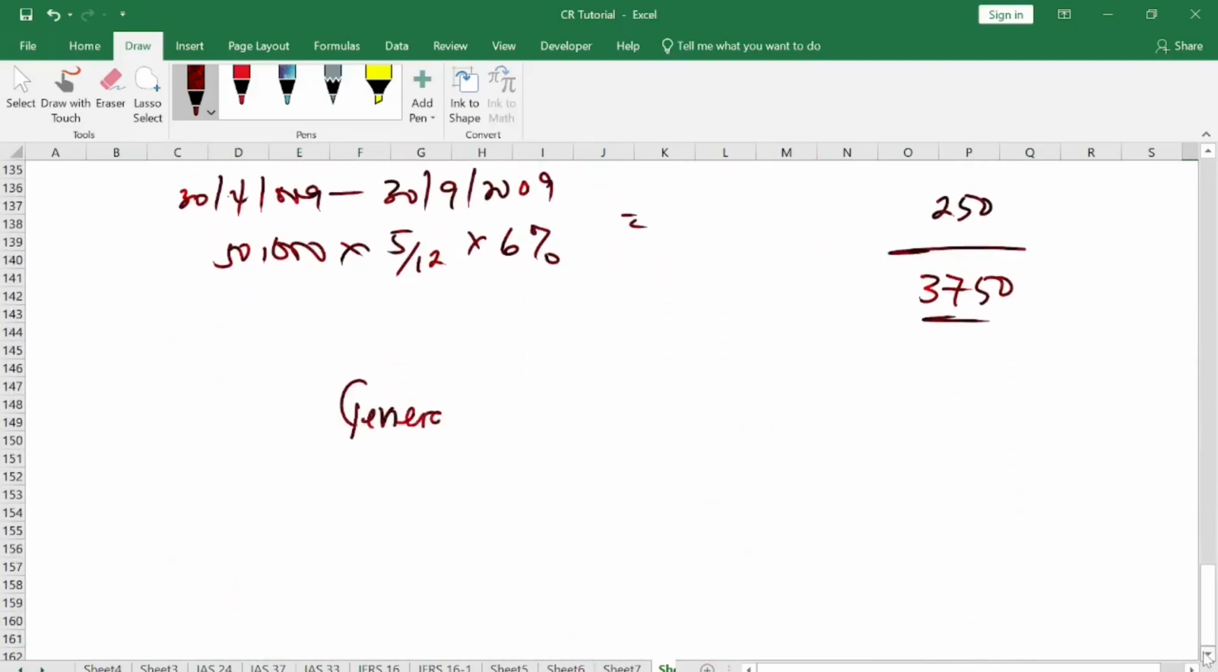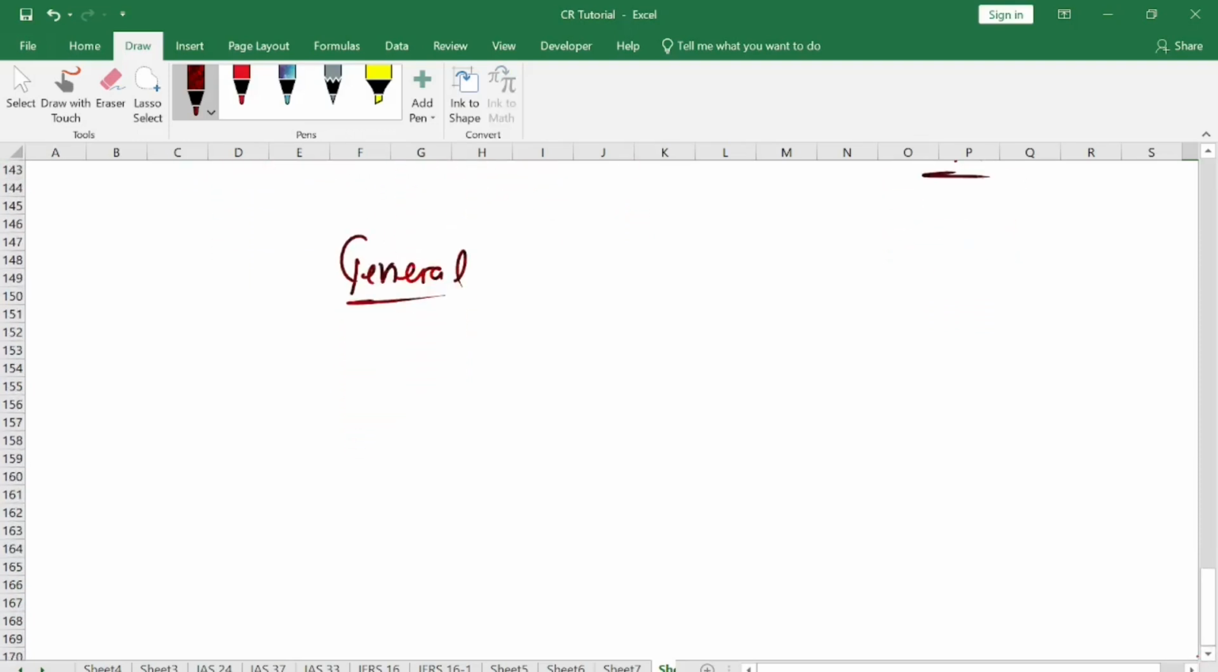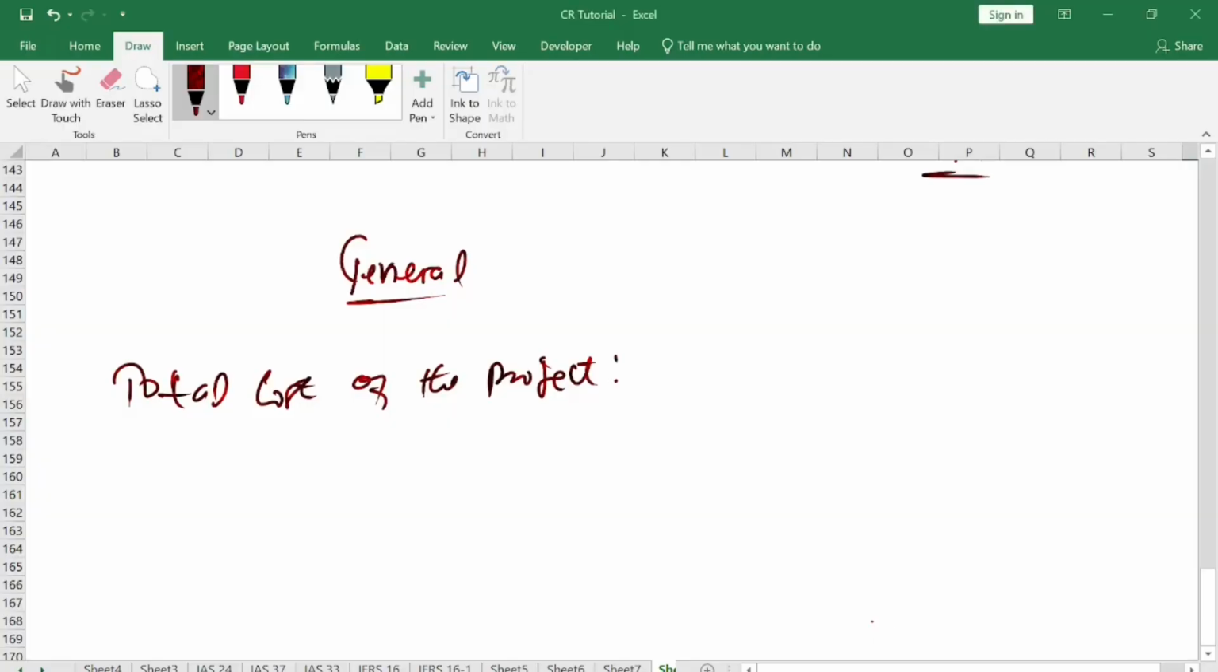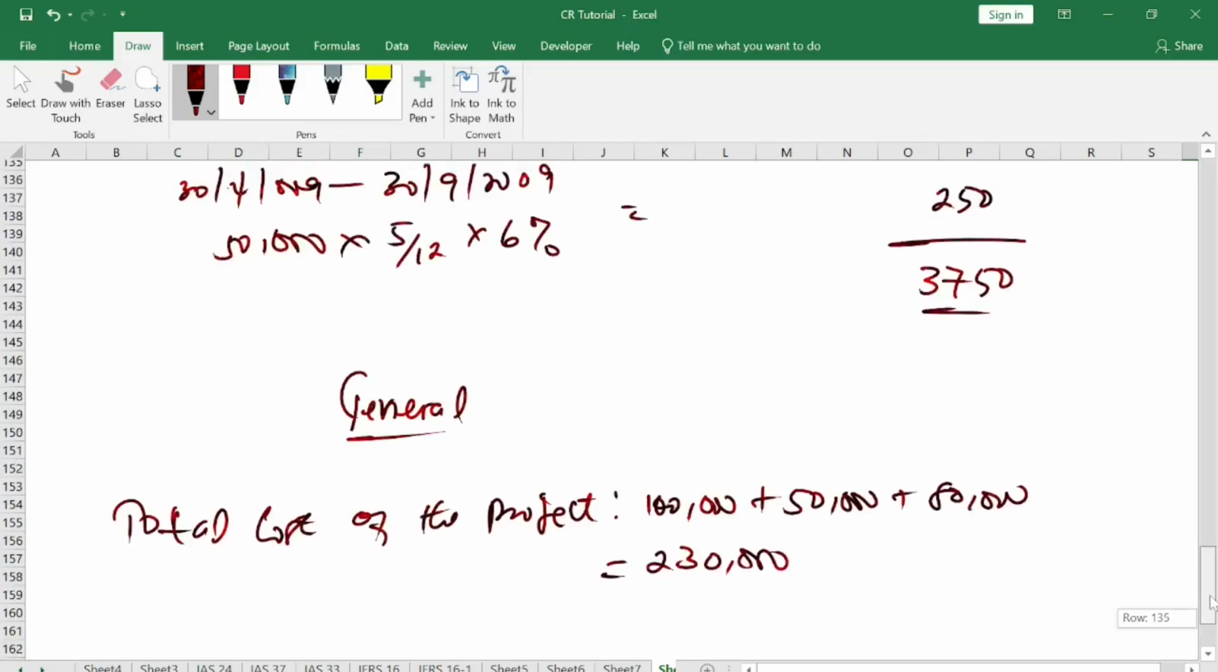The question says that we should... Remember, I've already informed you earlier that if you want to know the total cost of the project, you sum up all the payments that they've made over the period. So here, you realize that they made a first payment of 100,000, plus a second payment of 50,000, and a third payment of 80,000. When you sum all of it, you get 230,000. This is the total project cost.